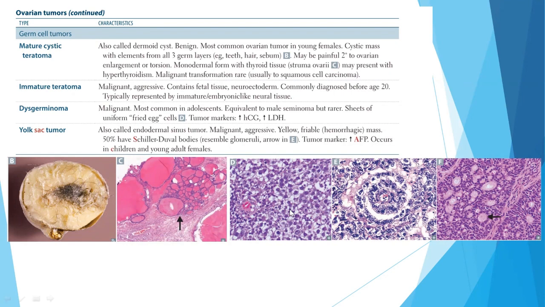Yolk sac tumor, also called the endodermal sinus tumor, can be malignant and aggressive. It shows a yellow friable hemorrhagic mass and there is the appearance of a glomerulus-like structure. Here you can see this looks like a glomerulus, and then this is the specimen of the ovary. The yolk sac tumor is also called the endodermal sinus tumor, a tumor which resembles the Schiller-Duval bodies.